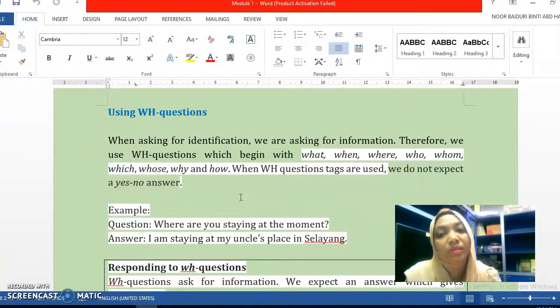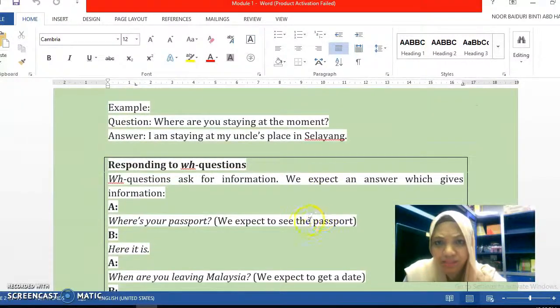For example, question 1: where are you staying at the moment? This question requires the other speaker to give us the information of where he is staying. The answer here: I'm staying at my uncle's place in Selayang. So it gives you the information of where the person is staying at the moment.